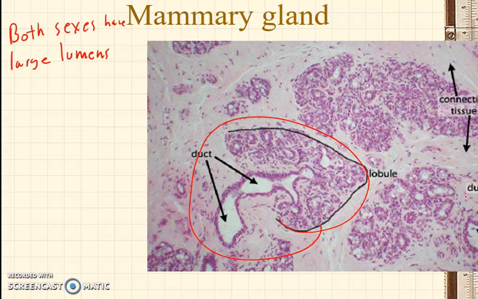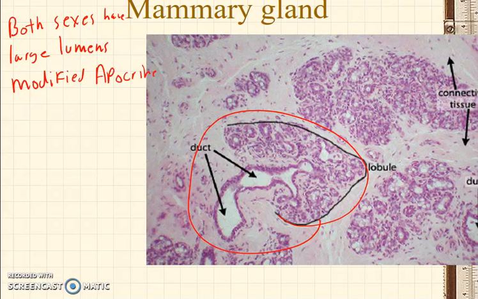Which of the glands does this look the most like, though? Does it look like an eccrine gland, an apocrine gland, or a sebaceous gland? And the answer is apocrine. And what do mammillary glands make? Milk. So, in closing, mammillary glands make milk, modified apocrine glands, large lumens, humongous ducts, and we'll talk more about them when we get to the reproductive system.